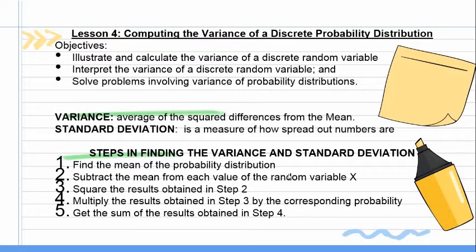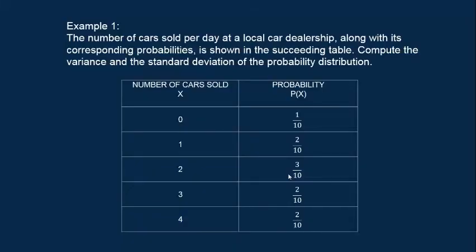These are the steps in finding the variance and standard deviation. First, find the mean of a probability distribution. Second, subtract the mean from each value of the random variable x. Third, square the results obtained in step number 2. Fourth, multiply the results obtained in step number 3 by the corresponding probability. Lastly, get the sum of the results obtained in step number 4. To understand it better, I know you're getting confused, we're going to answer this example number 1.